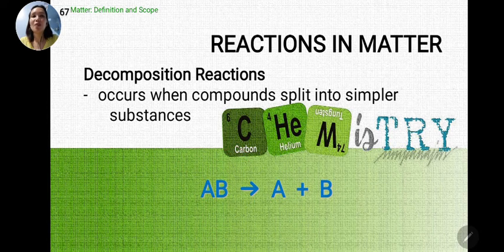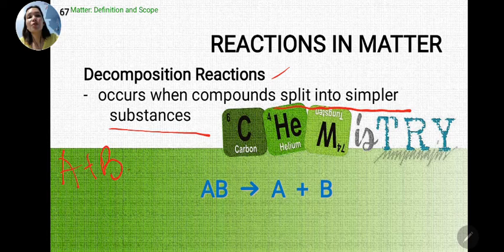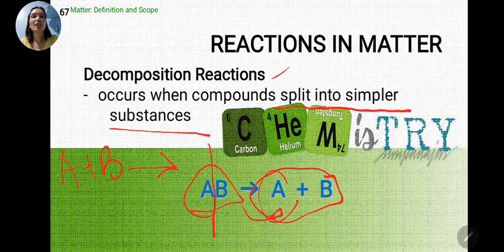The second one is a decomposition reaction. It occurs when compounds split into simpler substances. Yung kanina combination, itong decomposition is the reverse of a synthesis reaction. This one splits into simpler substances. The compounds, for example, kanina, A plus B na form natin is AB. Ngayon, yung AB na na-form natin, pag nag-undergo siya ng decomposition reaction, mabe-breakdown siya into simpler substances. So, pag hiwalayin lang siya, you now have A plus B sa reaction natin. Okay?